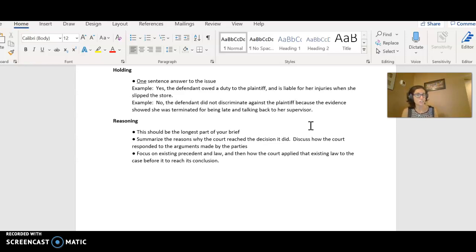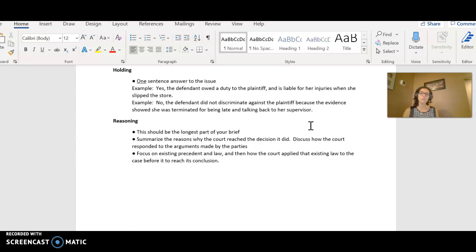So this section should be at least one full, complete paragraph. It could even be a couple complete paragraphs where you summarize in sentence format the reasoning of the court's decision. It is okay to cite precedent. You could cite the precedent here. You don't have to, but it is perfectly acceptable to as you explain your answer.